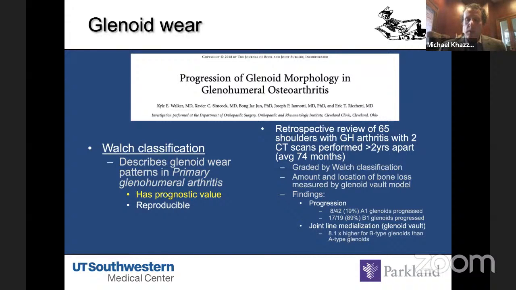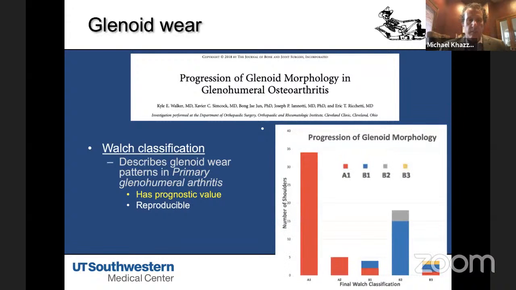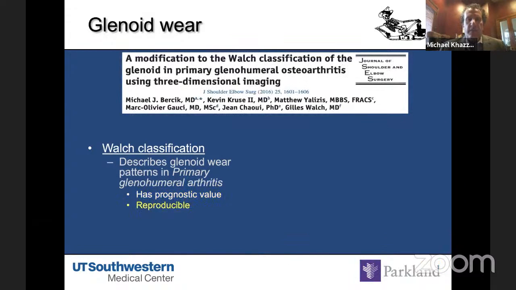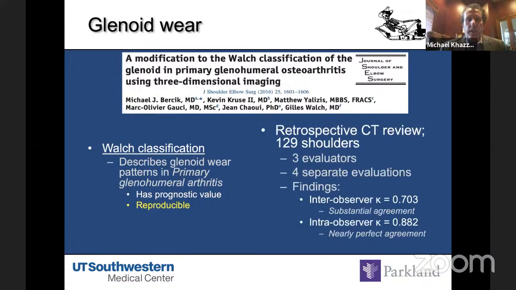The B types had an 8 times higher risk of progressing than the A types, which makes sense because the A types are centered and the B types are posteriorly subluxed, and we'll review that in a minute. So the Walch classification was modified in 2016 to help better describe some of the more difficult wear patterns that aided in clarifying some of these wear patterns and how these progressed and impacted treatment.